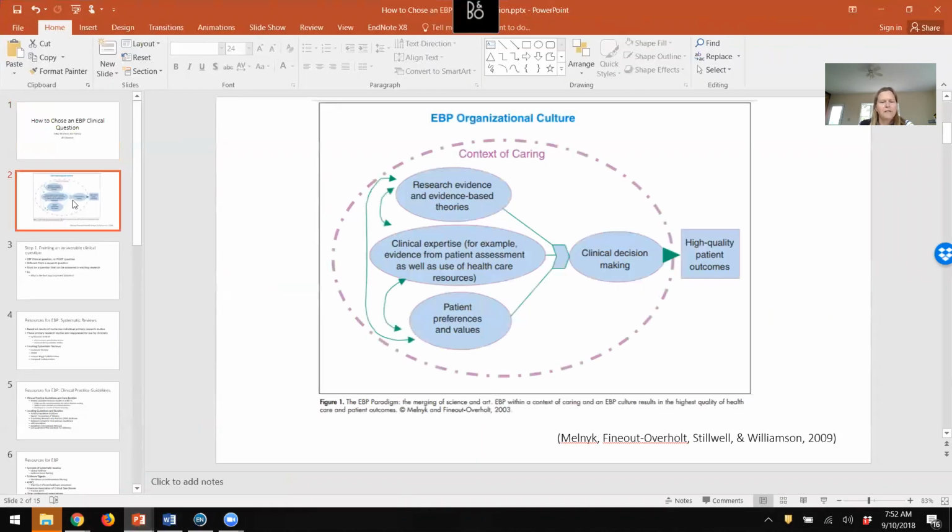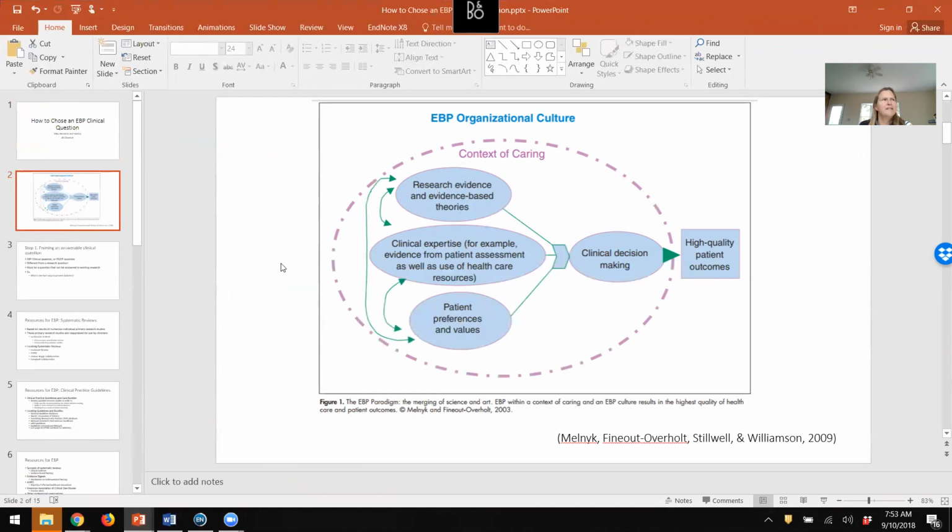So if we look at EBP culture and what makes up evidence-based practice, we see that at the top is research evidence and evidence-based theories, clinical expertise, and patient preferences and values. So this kind of goes back to us talking about positivism and constructivism.